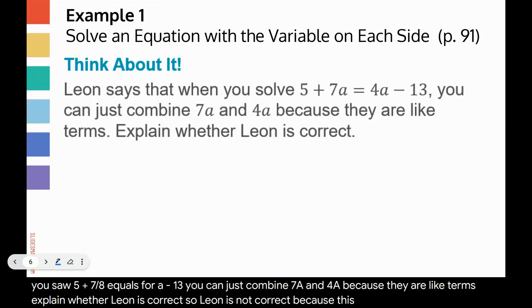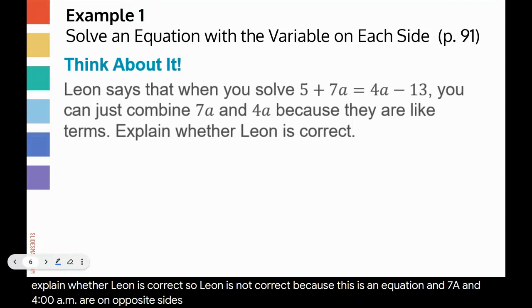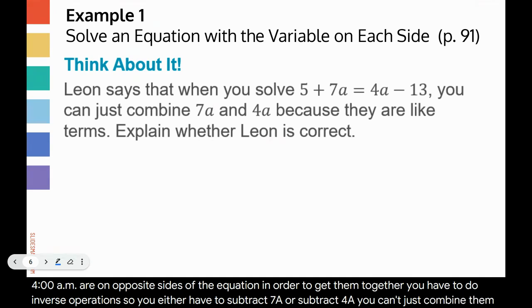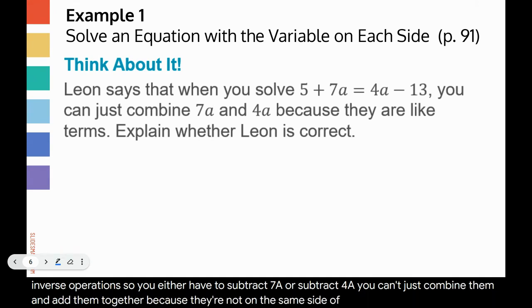Because this is an equation and 7a and 4a are on opposite sides of the equation, in order to get them together, you have to do inverse operations. So you either have to subtract 7a or subtract 4a. You can't just combine them and add them together because they're not on the same side of the equal sign.